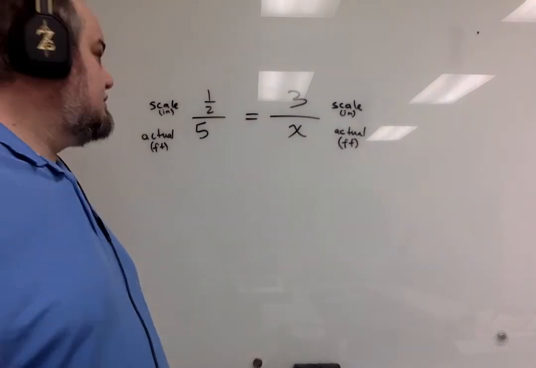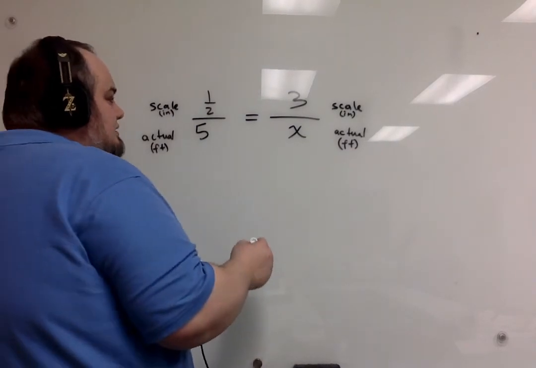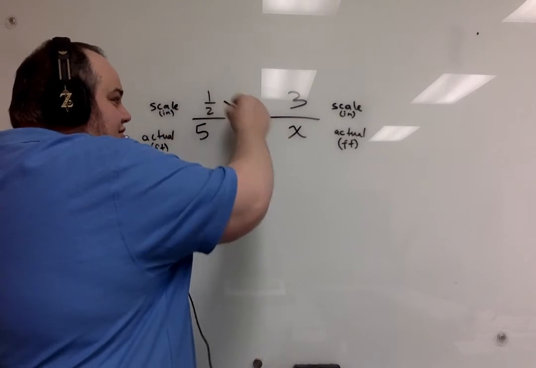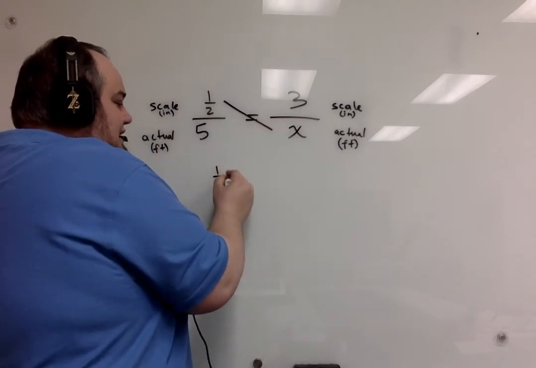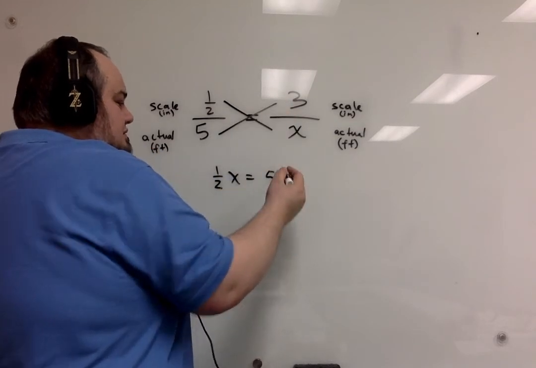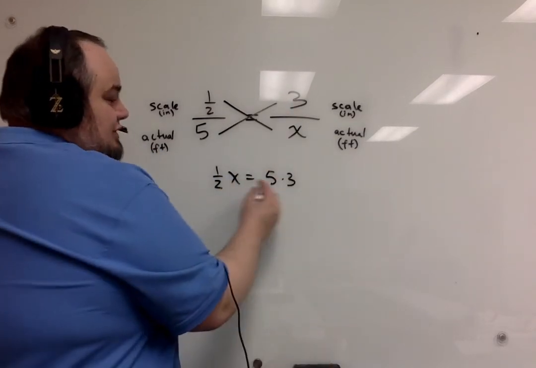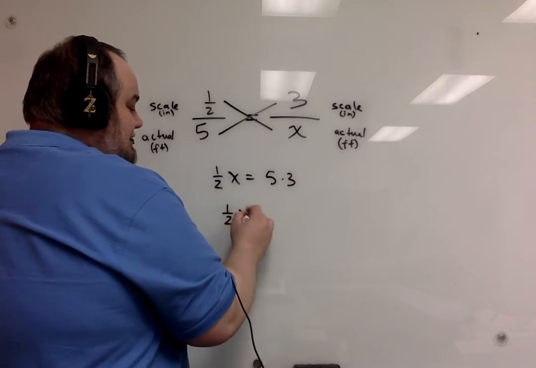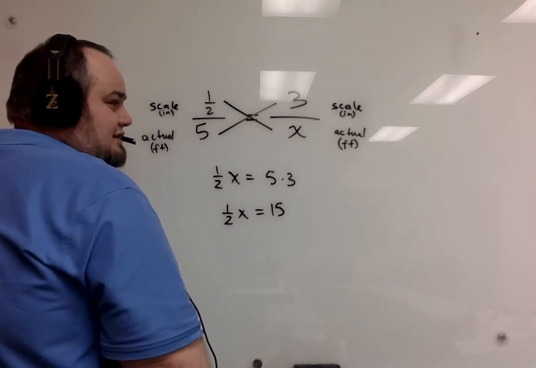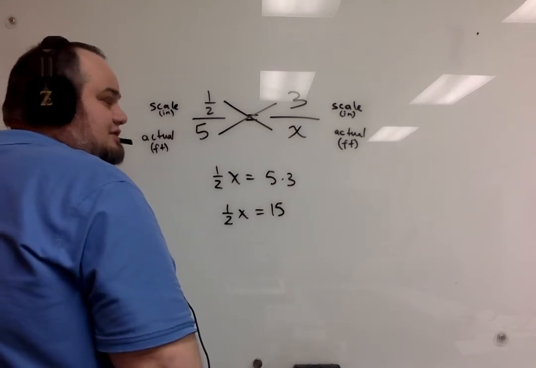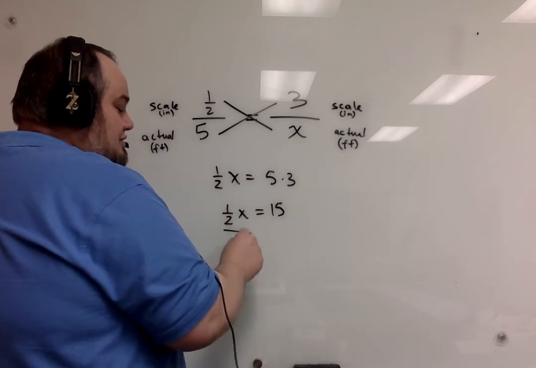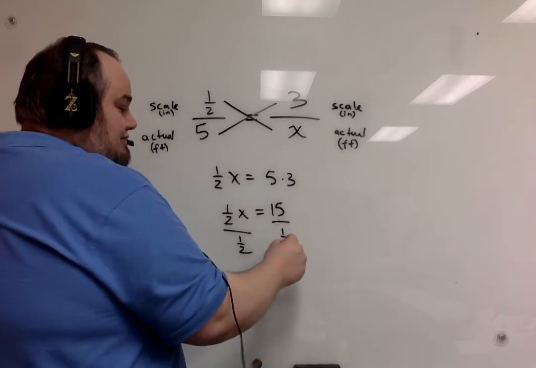So let's take a look and try that here. We usually do the one with x in it first, the cross multiplication. So let's do that. 1/2 times x is equal to 5 times 3. Okay? So then we can simplify that other side. 1/2 x equals 15. And then to finish solving this, there's two different ways to look at it. You can multiply by 2. That'll cancel the 1/2. Or think of it as dividing by 1/2.